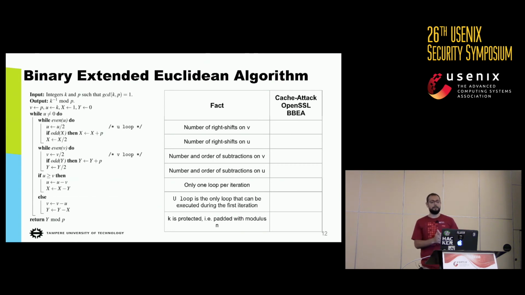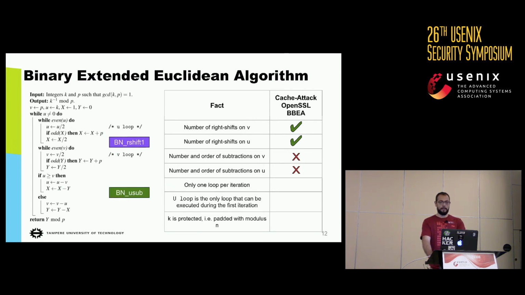And we know that the k should be protected in OpenSSL. It should be padded. But we noticed that it wasn't. So first, during our cache attack, we put a probe on this method, bn_rshift1, to track the right shifts, and another probe on bn_usub to track the subtractions. And we saw that those facts were indeed happening. And then we saw that the k, the nonce, is protected, but the moment it goes into this method, it's reduced modulo n, so therefore the padding doesn't work at all.